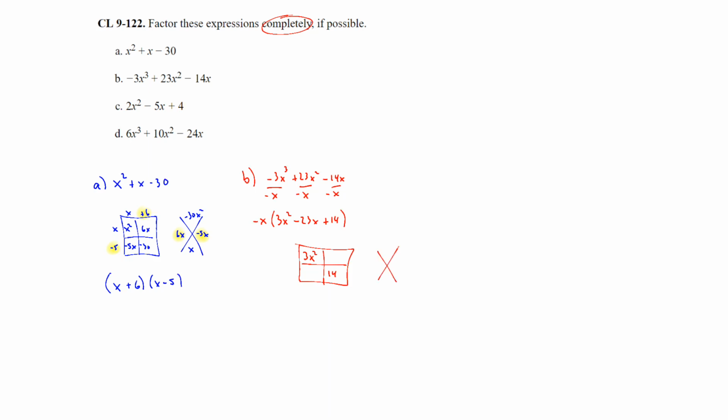And so we want to multiply to give us 42x squared, but add to give us negative 23x. So it'd be negative 6x and negative 7x. Sorry about that. I was thinking negative 13. Let's try that again. How about negative 21 and negative 2? That would multiply to give us 42 and add to give us negative 23x.